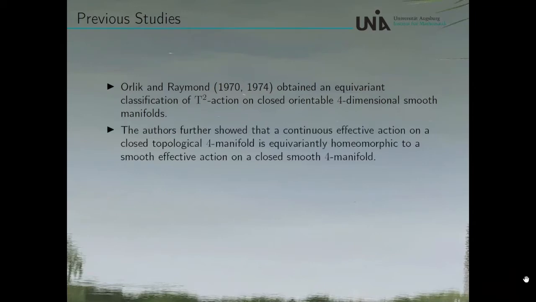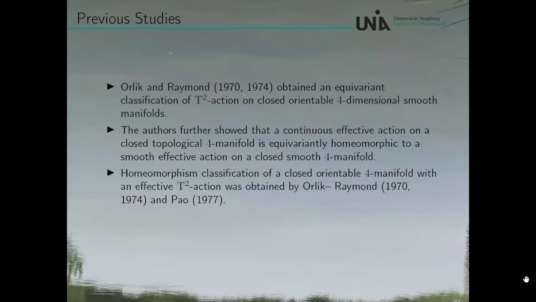And they further showed that if we have a continuous effective action on a topological manifold, then it is equivariantly homeomorphic to a smooth action of T2 on a smooth four-manifold, meaning that the equivariant classification in the topological category is the same as the equivariant classification in the smooth category. And this is a very important point that we will use in this work.